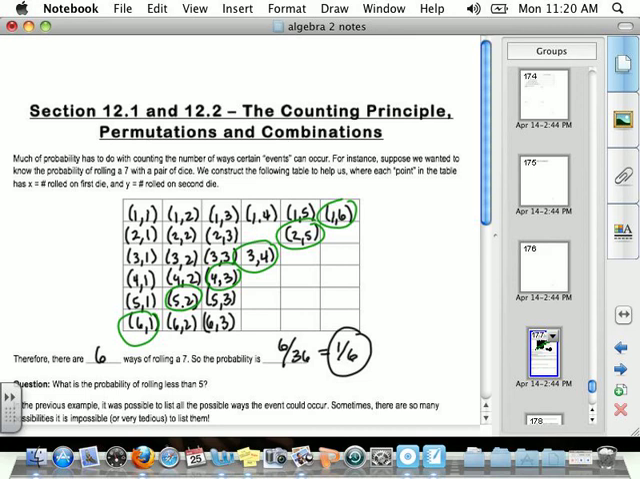Okay, question, what's the probability of rolling less than 5? Be careful. Yes, there's 6 ways out of 36. Less than 5 means you wouldn't count the ones where they're equal to 5. So there'd be 1, 2, 3, 4, 5, 6 ways. That would be 6 out of 36, which is also 1/6.